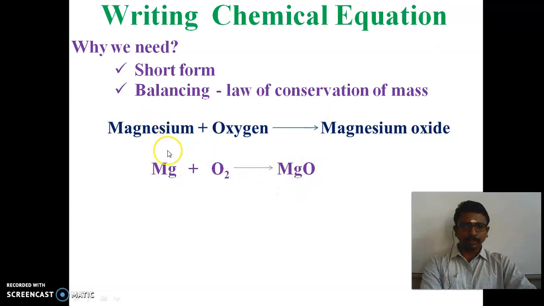The magnesium formula is Mg, and the oxygen formula is O2. From that it will form magnesium oxide. So it is the shortest form, the short form. And next we have to balance the chemical equation under the law of conservation of mass.